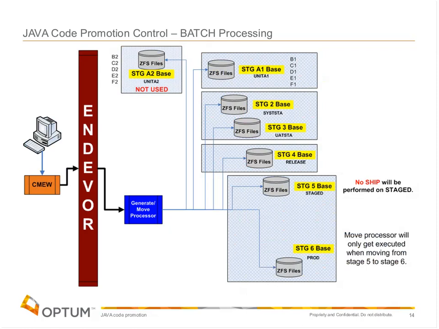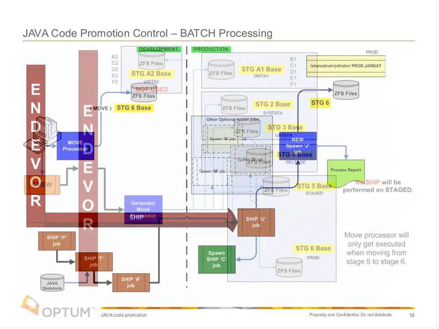Okay, just basically showing you again, for batch, it's just base libraries. Stage 2 is not used at all, because normally there's a 2-stage entry. For stage 1, we're not using the A2 stages, which is normal for our facility.